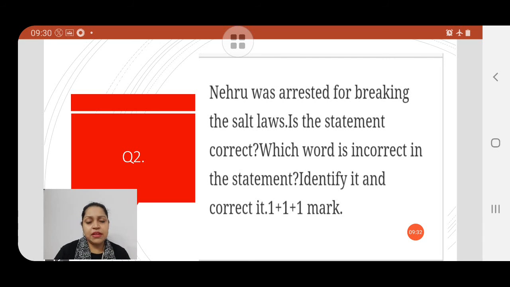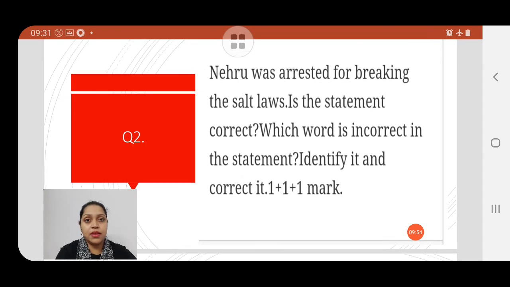Then question number 2. Nehru was arrested for breaking the salt laws. Is the statement correct? Which word is incorrect in the statement? Identify it and correct it. So, Nehru was arrested for breaking the salt laws. Is the statement correct? Which word is incorrect in the statement? You'll have to identify it and correct it.